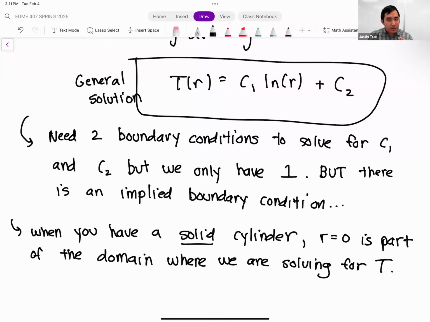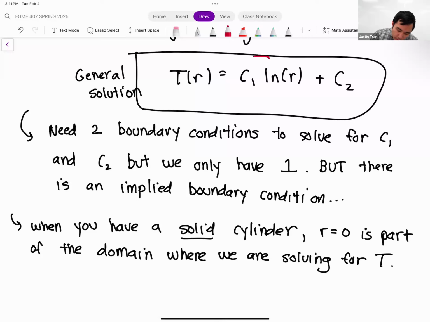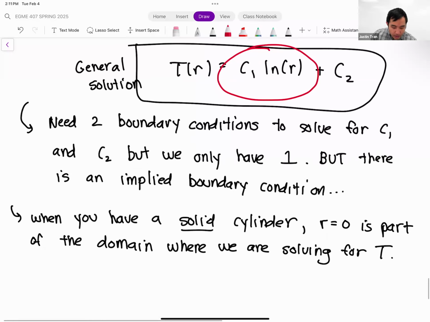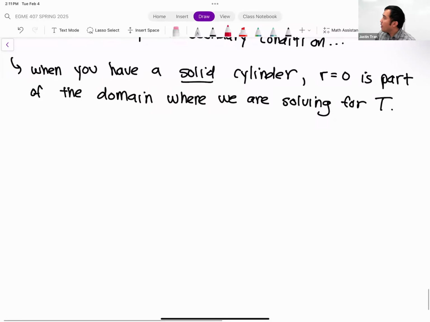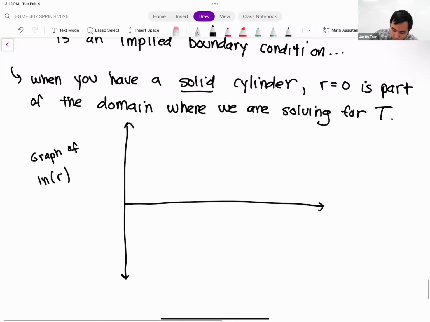Now that might seem like an obvious statement, but if you look at our general solution here, it has a very important implication. If r equals 0 is part of our domain, look at the first term in this general solution: C1 times ln of r. If you've ever seen the graph of the natural logarithm, you can probably see where this is going. So this right here is the graph of ln of r. On the horizontal axis I'm going to draw r.